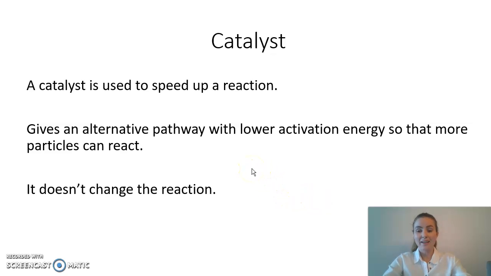We're going to look at a catalyst. A catalyst is something we use to speed up a reaction. It also gives an alternative pathway with lower activation energy so that we actually can get more of the particles to react. It doesn't change the reaction, so it's still the same reaction. If we have hydrogen gas and chlorine gas reacting, that will still end up as hydrogen and chlorine bonded together.